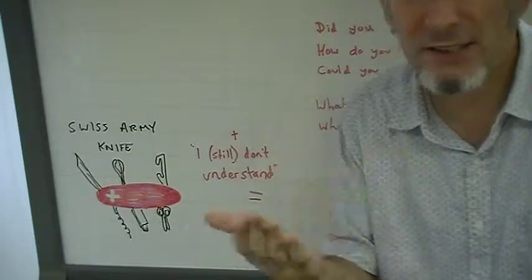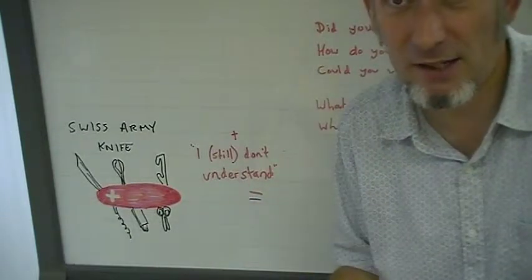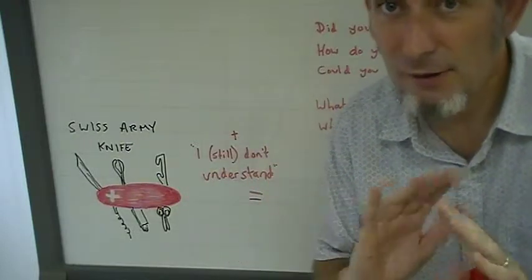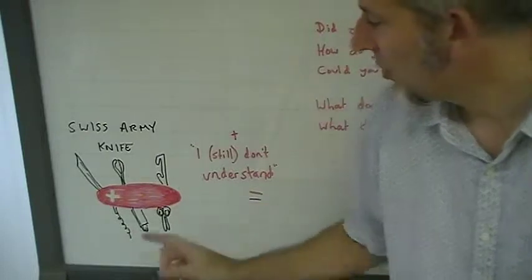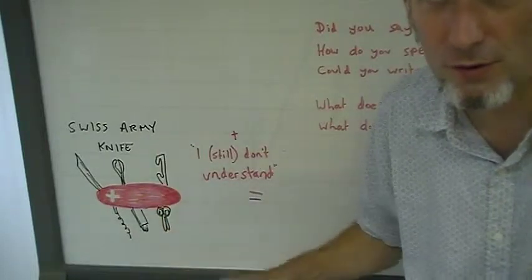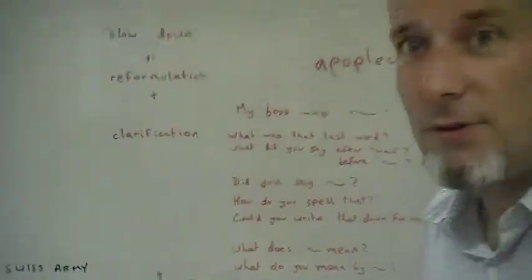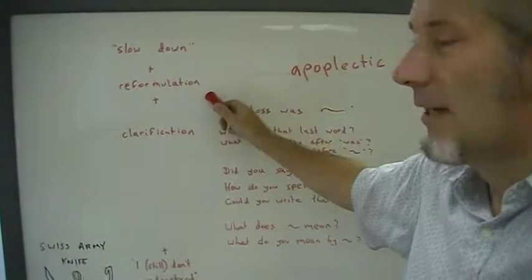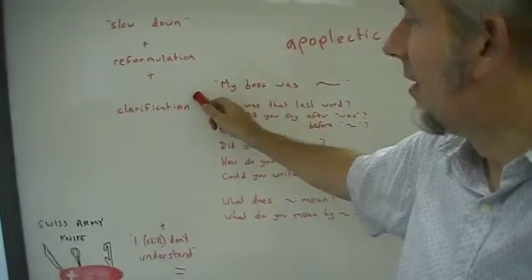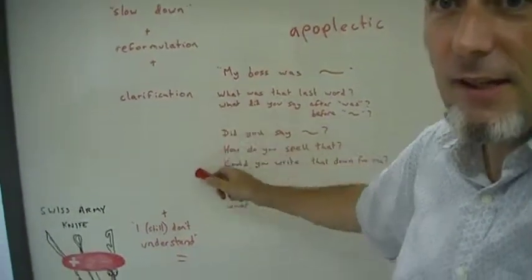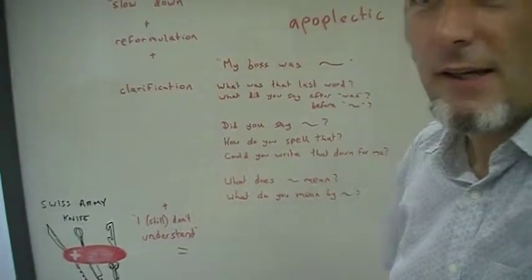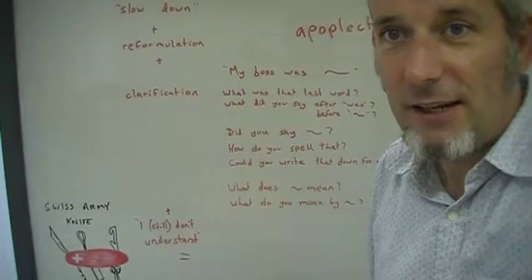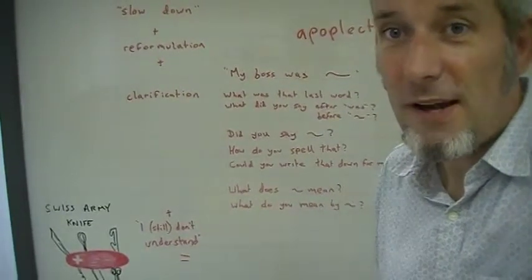When you're talking to a native speaker, you never need an electronic dictionary because you always have your tools. And what are those tools? Asking someone to slow down, asking for reformulation, asking for clarification, and most importantly of all, if you still don't understand, you say, I still don't understand. This is your Swiss Army knife of English.